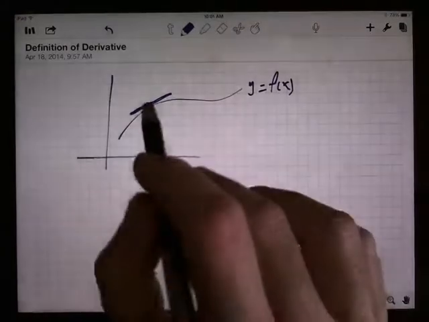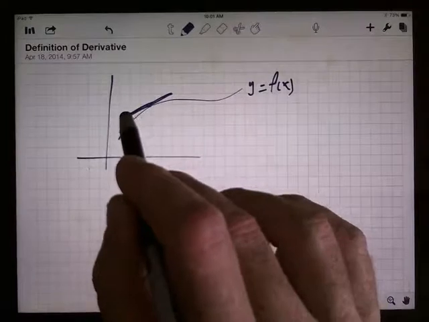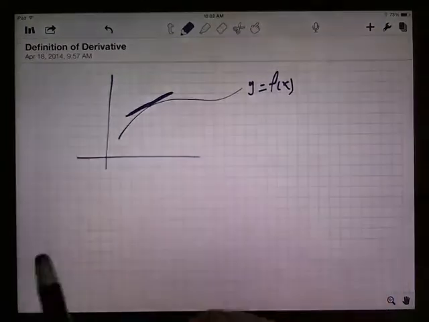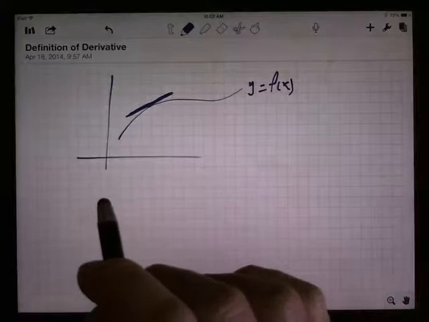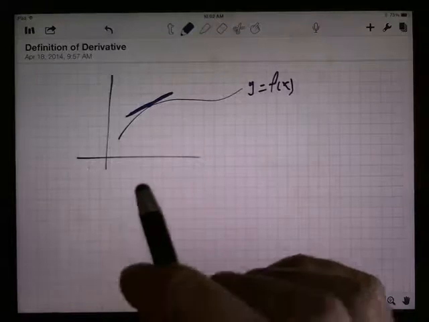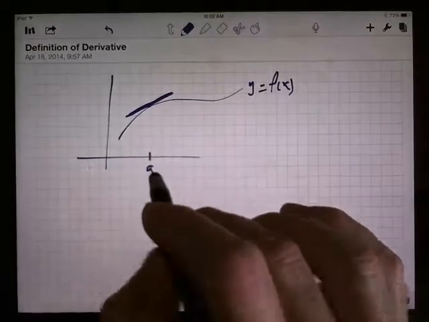That is, what's the slope of the function at that point? But the slope of the function we think of as the slope of a line that's going in the same direction right at that point. And so I'm going to look at the derivative in a couple of different ways. One is just at a point. So let's pick the point x equals a here.